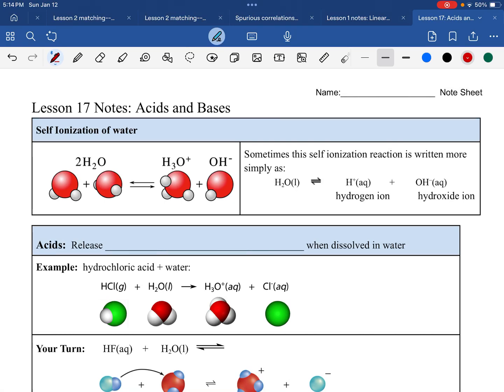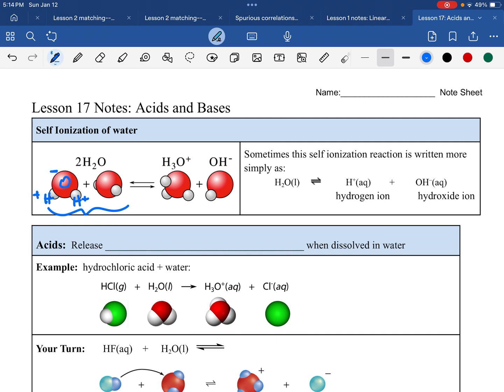Lesson 17, acids and bases. So here we have two water molecules, and we know, we've studied water before, that each water molecule has an oxygen and then two hydrogens, right? And the oxygen hogs the electrons from the hydrogen. So the oxygen side of the molecule is negative, the hydrogen side is positive.